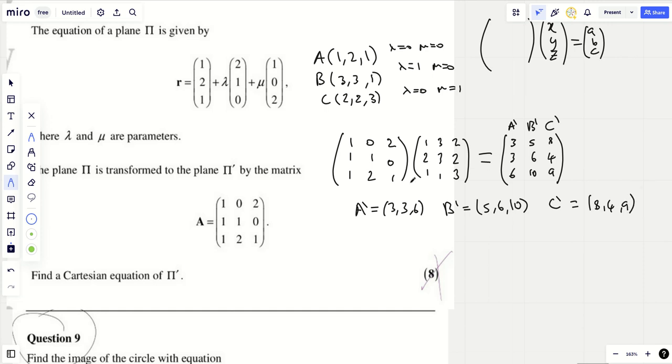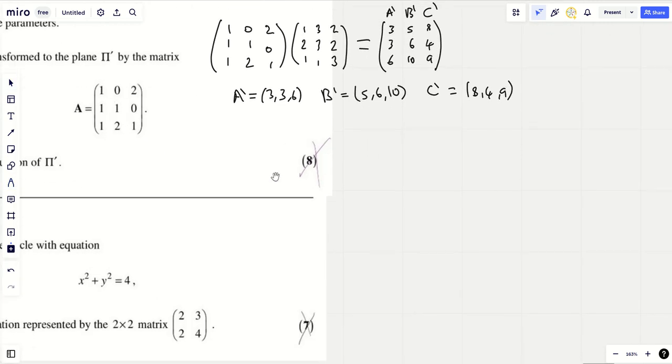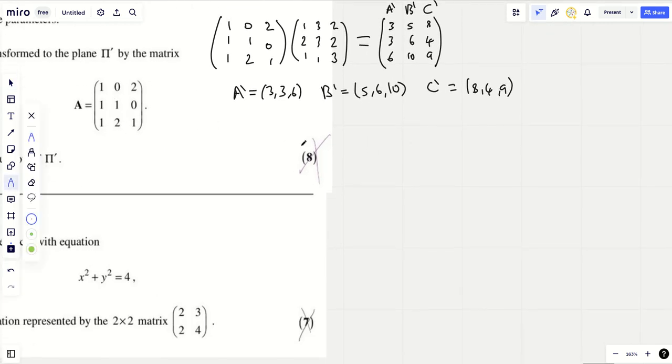So all I'm going to do is just do it the standard way. I need to find a vector which is perpendicular to 2 vectors in this plane. So if I think of A dash, B dash, that's going to be 3 to 5 is 2, 3 to 6 is 3, 6 to 10 is 4. So I've got 2, 3, 4 for that.